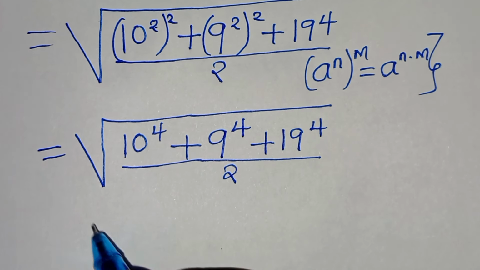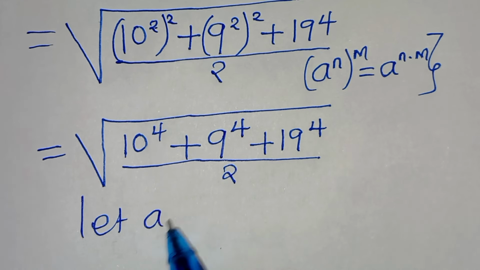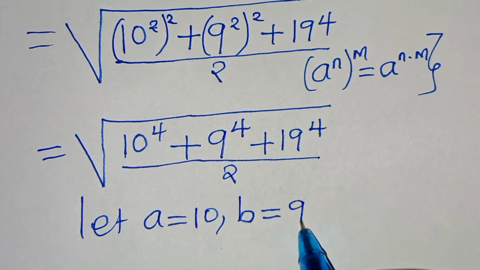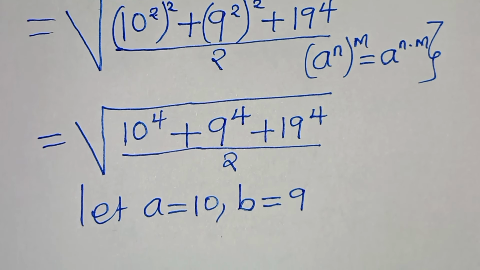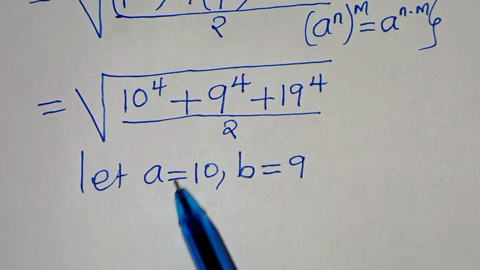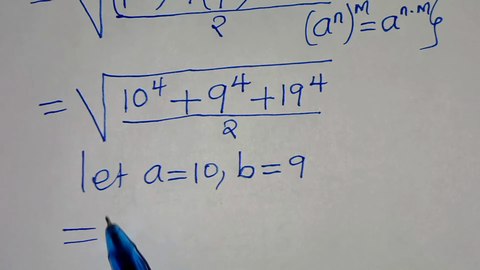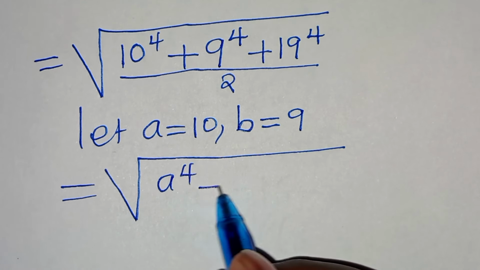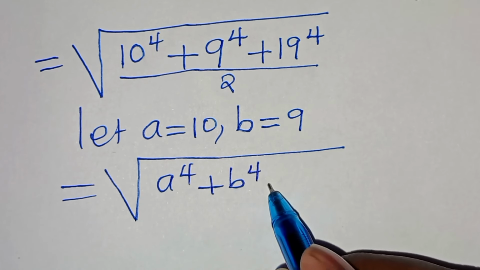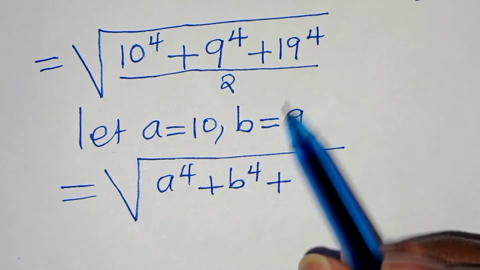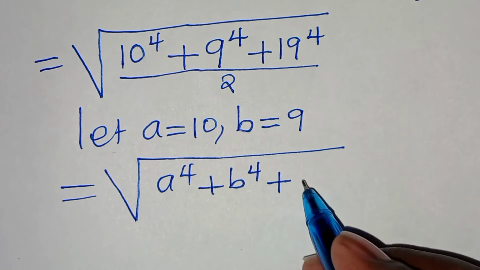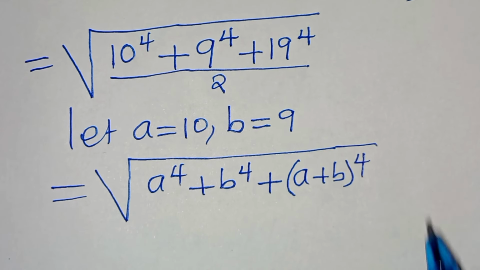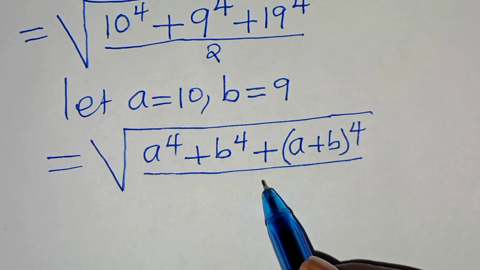Now, the next step is that we can let a be equal to 10 and let's represent 9 with the letter b. So let b be equal to 9. Substituting a and b into the square root problem here, we have the square root of a to the power of 4 plus b to the power of 4, then plus, now this is 19, which is the same thing as 10 plus 9, which we can represent as a plus b raised to the power of 4, everything here divided by 2.